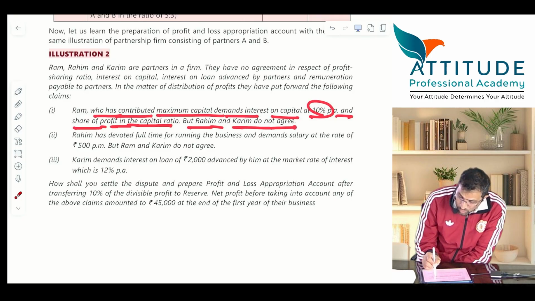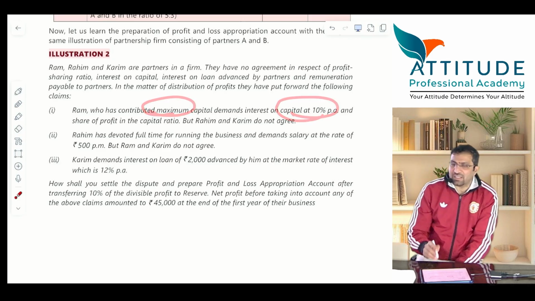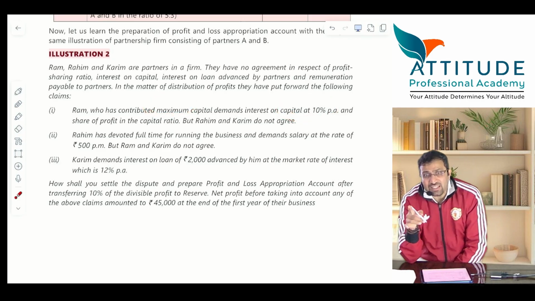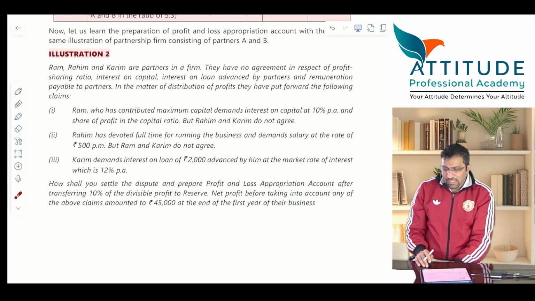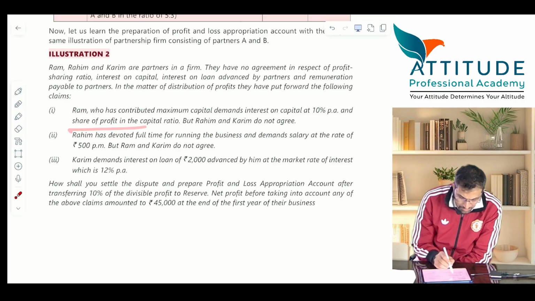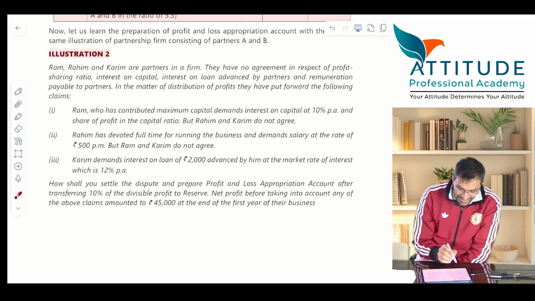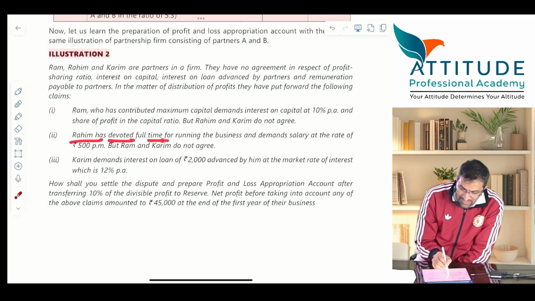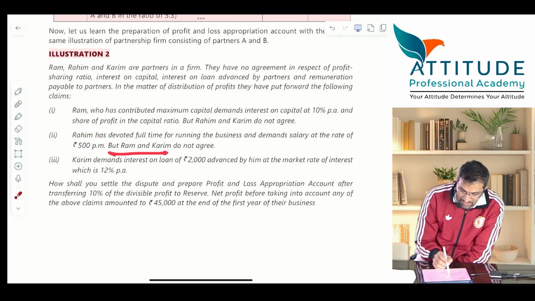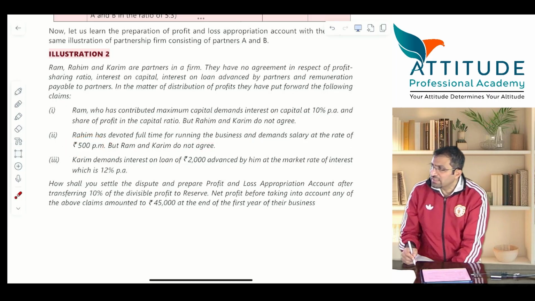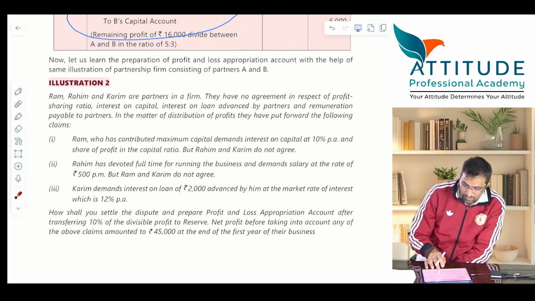But Rahim and Karim do not agree. Ram says मेरा maximum capital है, मुझे चाहिए interest on capital. Ram को नहीं मिलेगा. Reason nothing is mentioned in the partnership deed. In this case Rahim and Karim are correct. And even Ram will not get share of profits in capital ratio. He will get equally. Second, Rahim has devoted full time for running the business and demands salary at the rate of 500 per month. But Ram and Karim do not agree. Will Rahim get the salary? No, because nothing is mentioned about salary in the partnership deed. Rahim को भी कुछ नहीं मिलेगा.